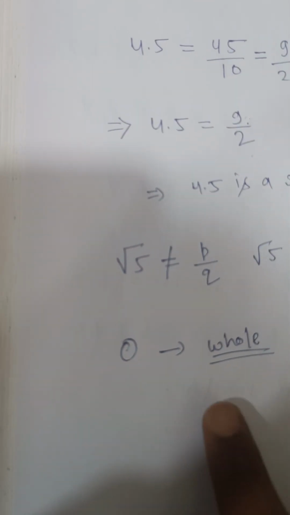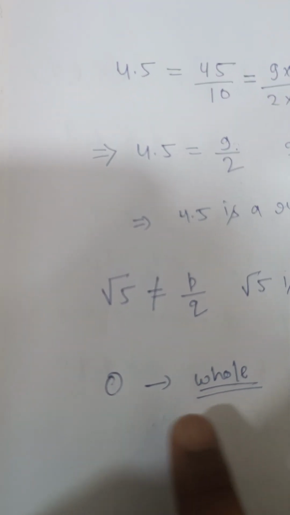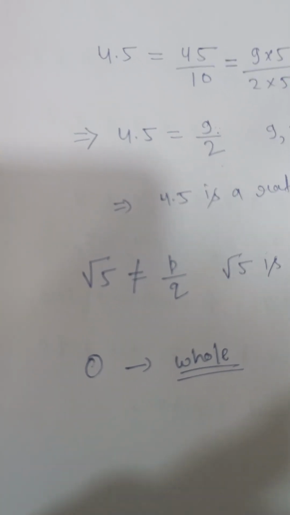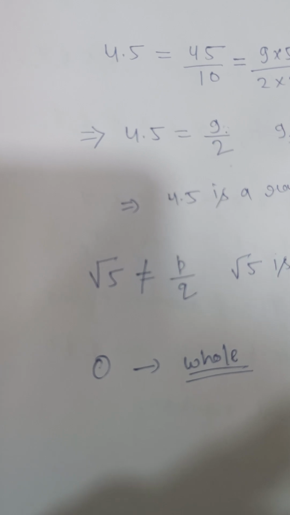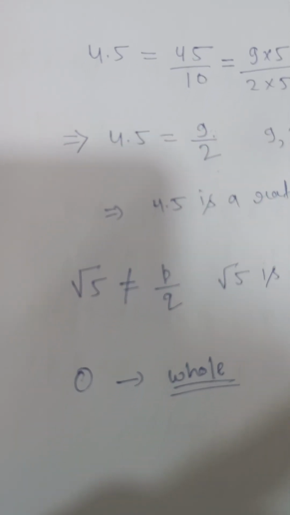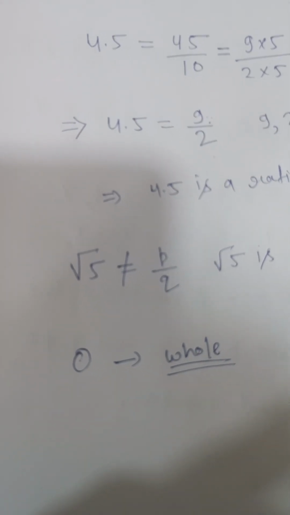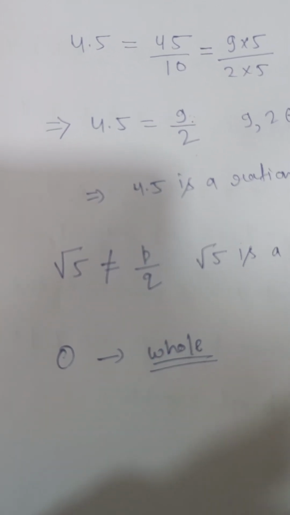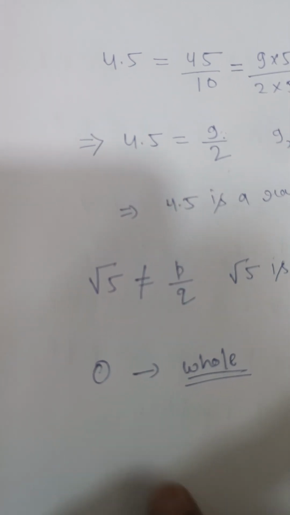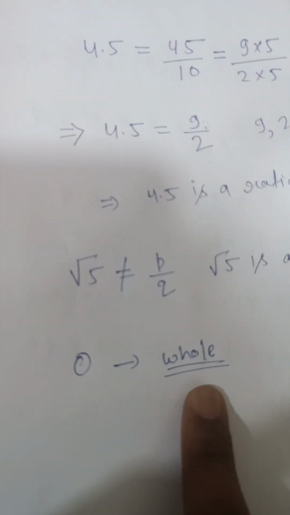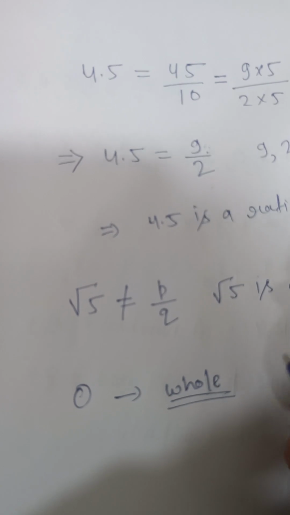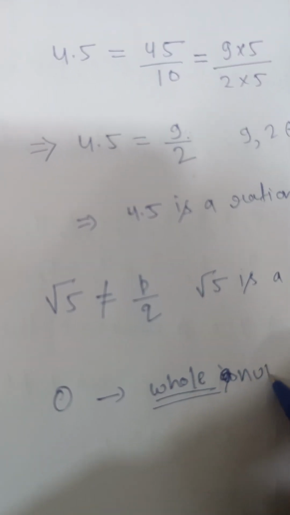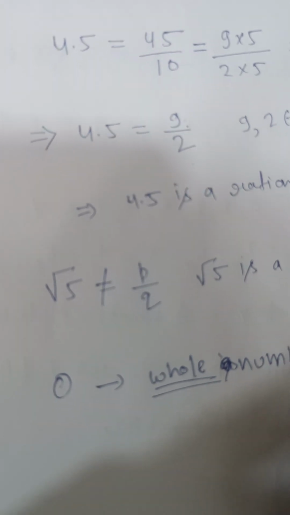I am putting it in the class of whole numbers because the smallest set which contains 0 is the whole numbers. Natural numbers are contained in whole numbers, and natural numbers do not contain 0. The whole number set is that set which contains 0. So that's why I am considering 0 as a whole number. So 0 is a whole number, this we can say.